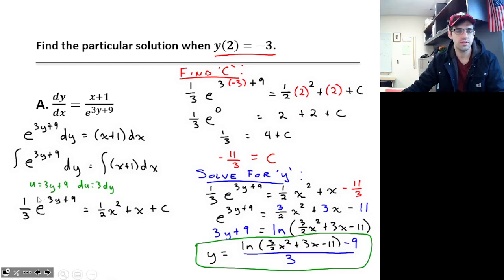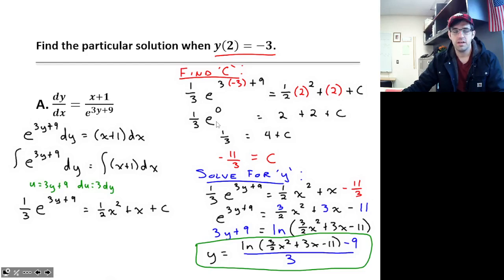We do have a u substitution there. The integral is going to be 1/3 e to the power of 3y plus 9. The right side is just a straight up power rule in reverse, so it's 1/2 x squared plus x, and then again plus c. We don't need to put plus c on both sides, we'll just put it on one.